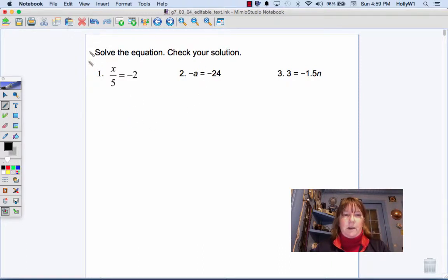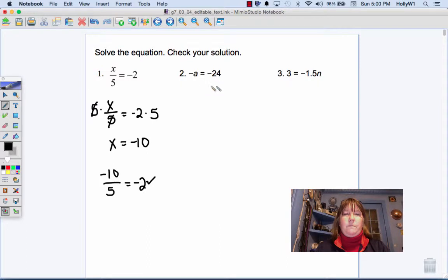So x divided by 5 is equal to negative 2. Let's rewrite the problem. When you're solving these, you kind of want to have some extra room over here. So x divided by 5, the opposite of division is multiplication. So I'm going to multiply both sides by 5. These cancel out, and I end up with x is equal to negative 10. And I can check this: negative 10 divided by 5 is equal to negative 2.